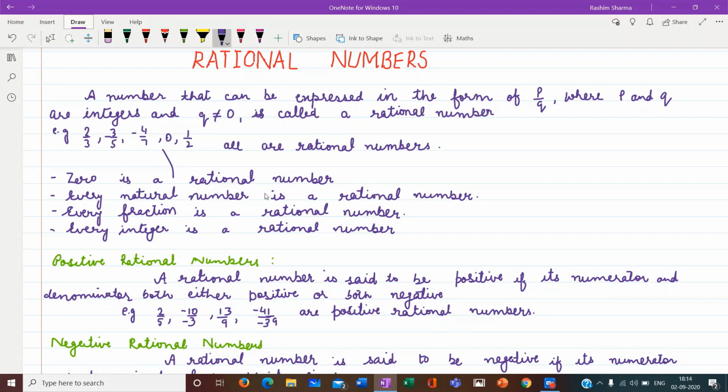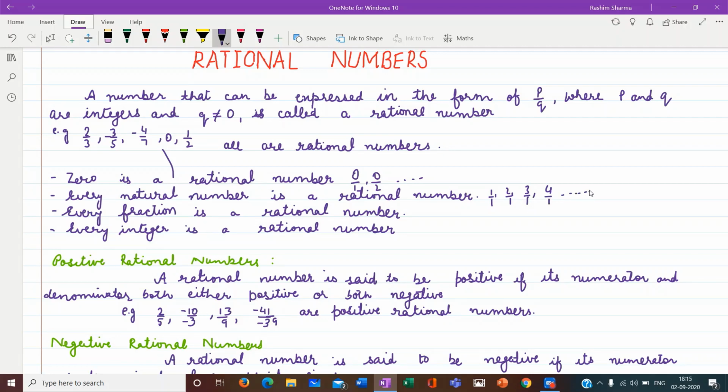0 is a rational number, because 0 can be written as 0 upon 1, 0 upon 2 and so on. Next, every natural number is a rational number. Every natural number means 1, 2, 3, 4. How are they rational numbers? Because they can be written as 1 upon 1, 2 upon 1, 3 upon 1, 4 upon 1 and so on.